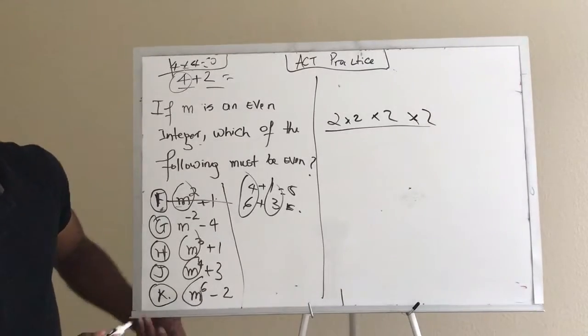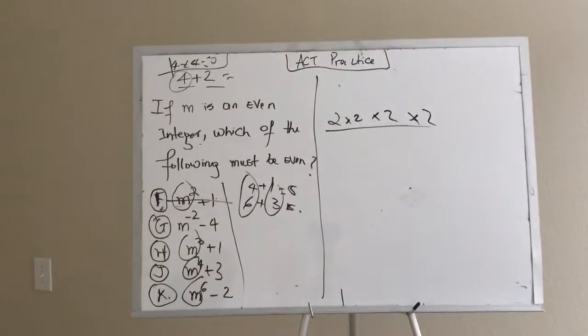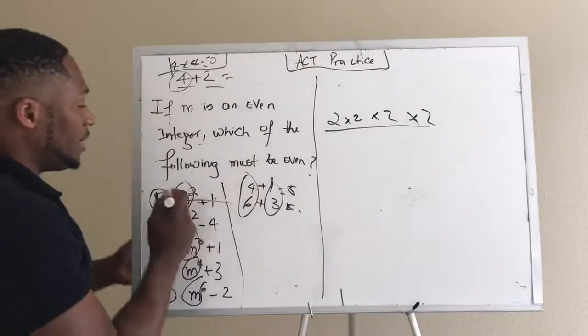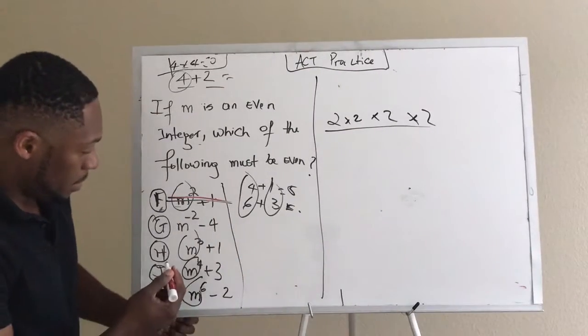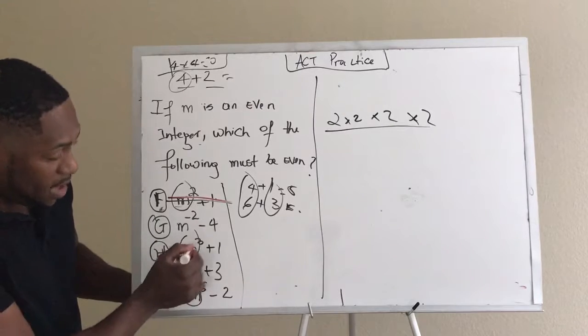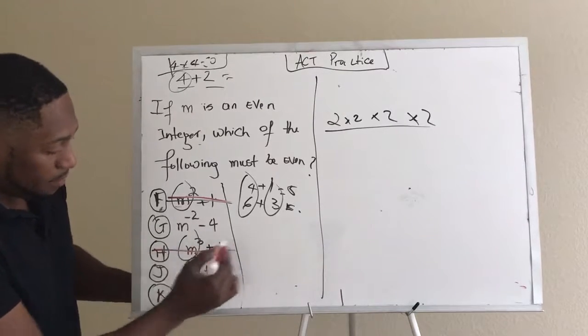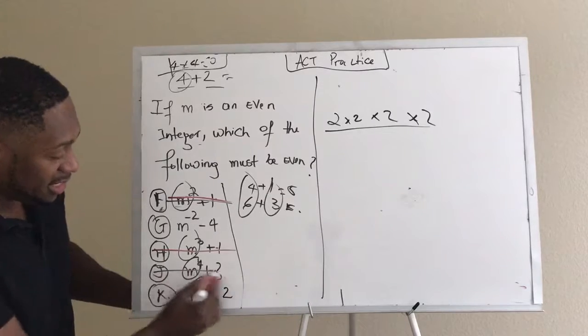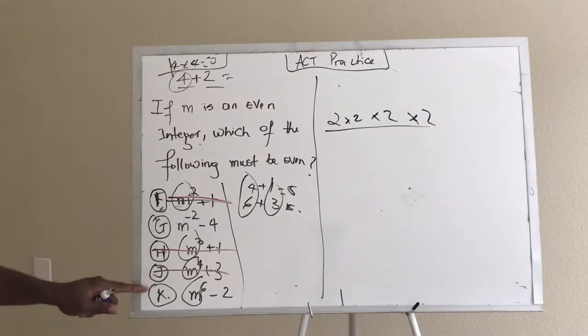Let's see if I have a red marker. So this cannot be the answer. We'll come back to G in a second. You add an odd number to it, this cannot be the answer. You add an odd number to this, it cannot be the answer. So we're left with two choices.